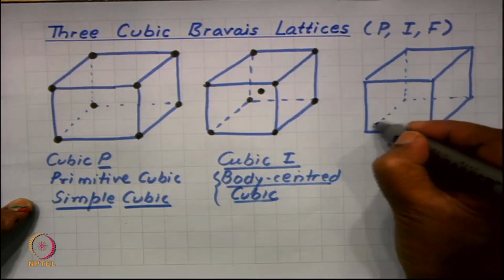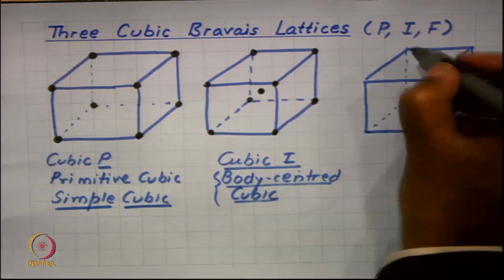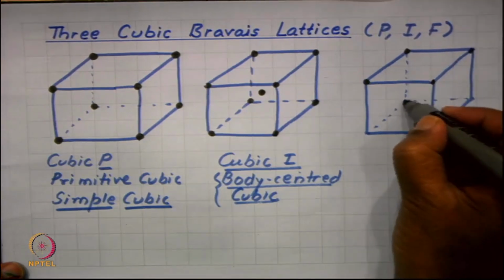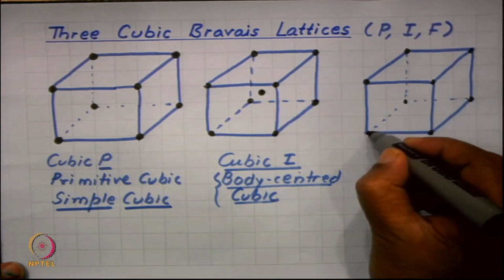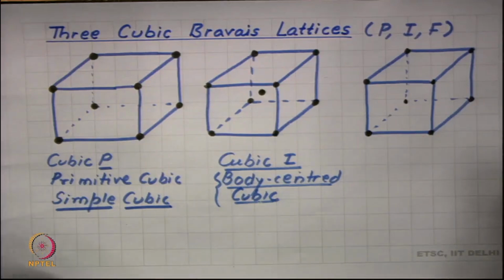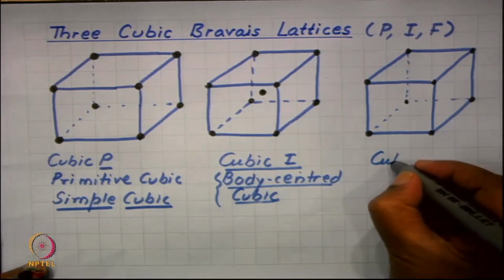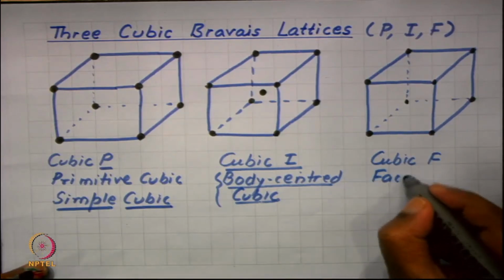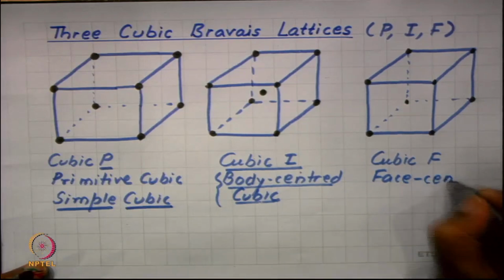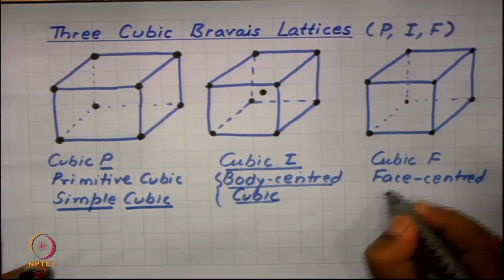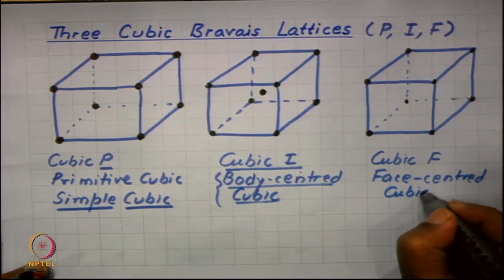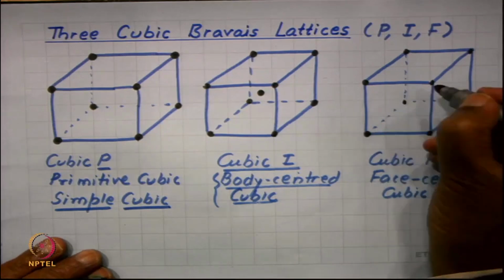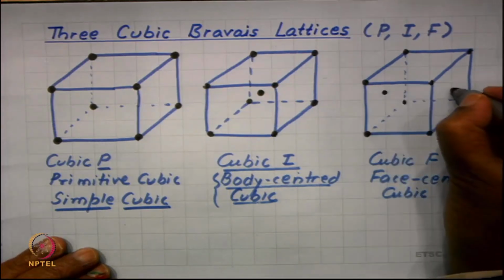That is the cube. As usual, lattice points at the corner, but to qualify it as cubic F, or face centered cubic, we have to give additional lattice points at the centers of all the faces.